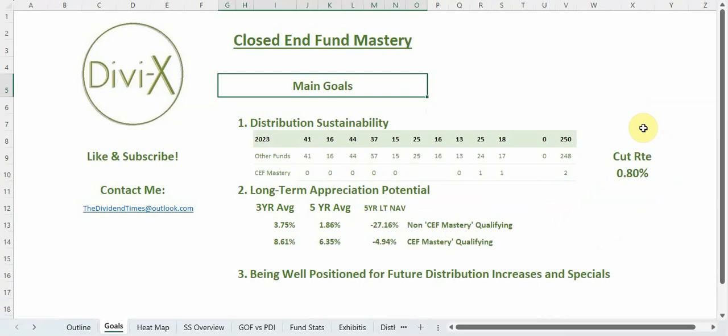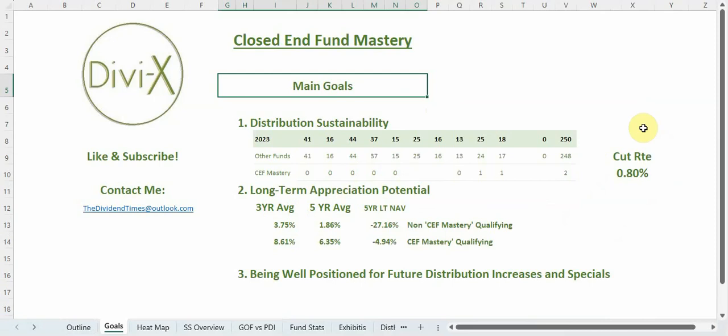Closed-End Fund Mastery focuses on three primary goals. 1, distribution sustainability. 2, long-term appreciation potential. And finally, being well positioned for future distribution increases and special distributions.